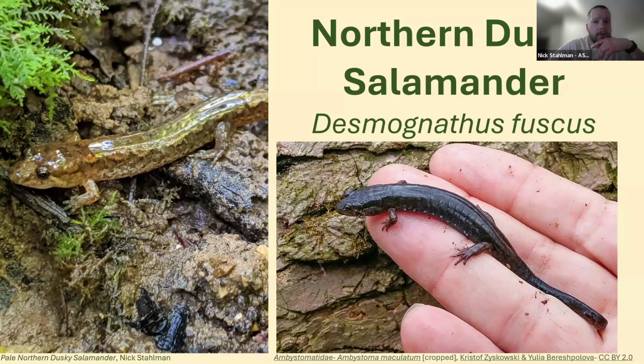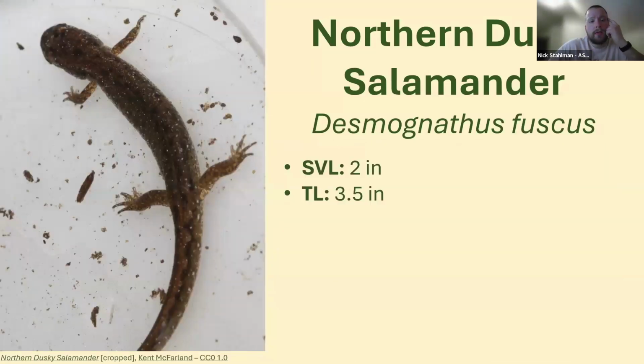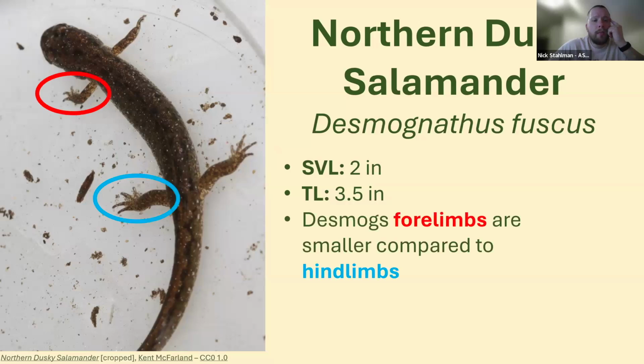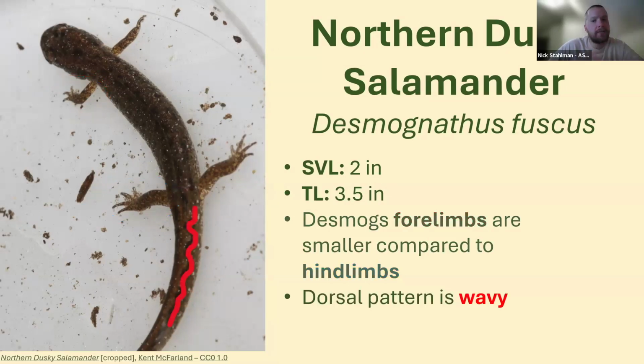So instead, you start looking for other traits. As an adult, it's only about 2 inches, but the desmogs, the Desmognathus, you can also just call them duskies. The forelimb, so this front limb, is much smaller compared to the hind limb. Most of our other salamander species will have very similar sized limbs, but you can definitely note the size difference in the desmogs. And then for this species, it has a pattern right here on its back that has a wavy line. So this dorsal pattern, or the pattern on its back, is very wavy.